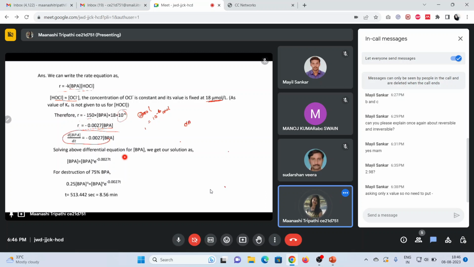We have seen this equation, right? dA by dt is equal to minus Ka. So by looking at this equation, we can clearly say it is a first order reaction, because HOCl is not at all interfering.